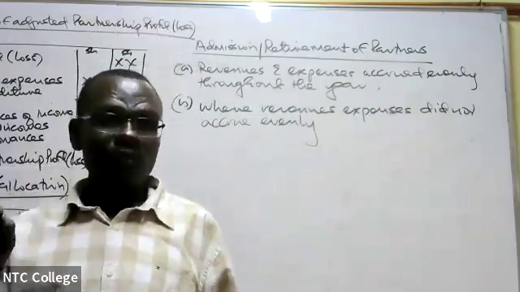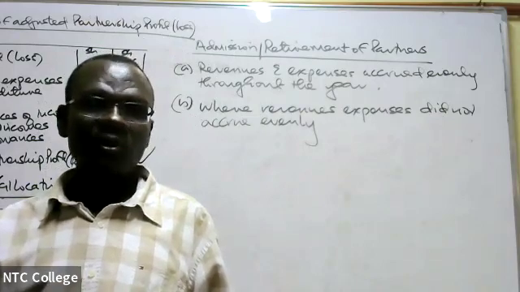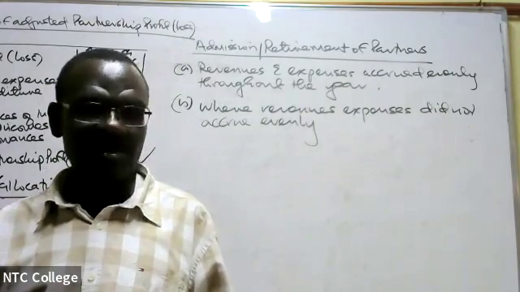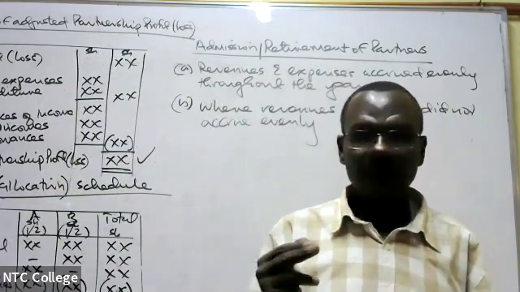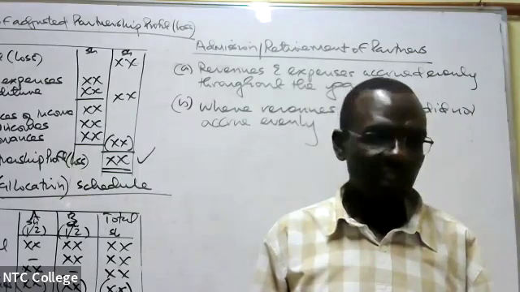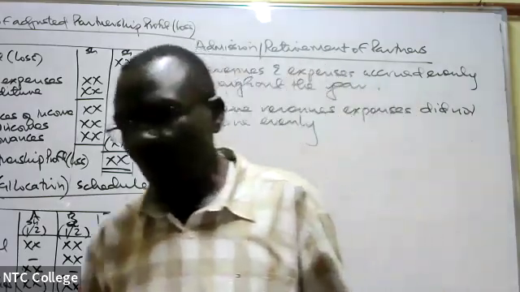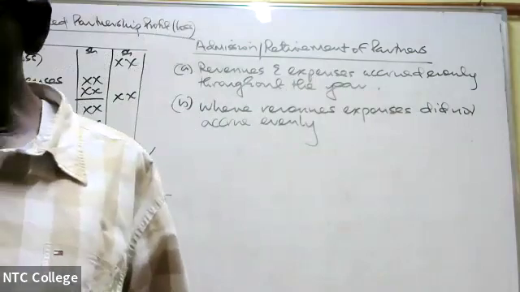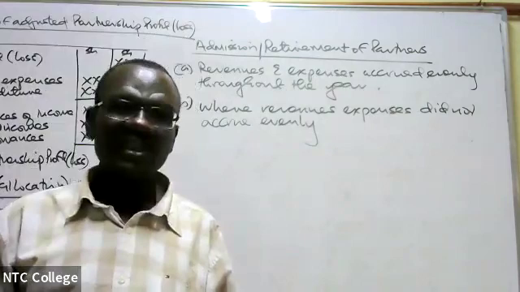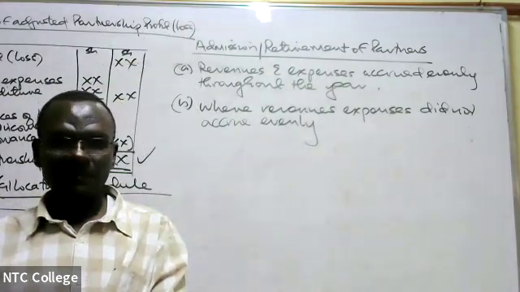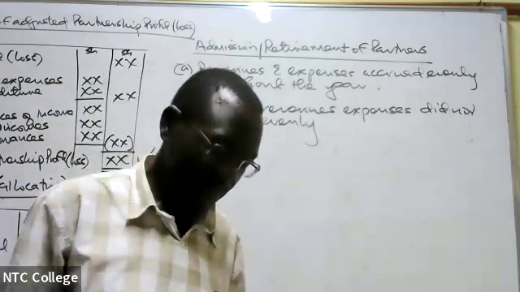Then you say the two possible cases that require adjustment include A, where revenues and expenses accrued evenly throughout the year.